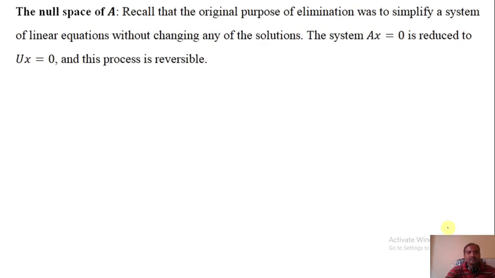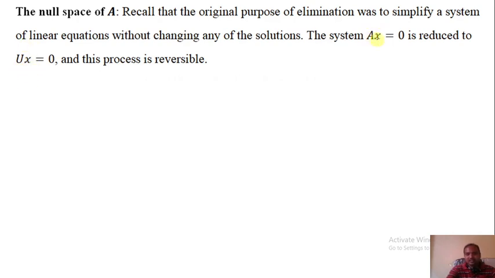Now the null space. How to find the null space of A? Recall that the original purpose of elementary elimination was to simplify a system of linear equations without changing any of the solutions. Elimination means row operations, elementary operations. That means the system Ax equal to 0 is reduced to Ux equal to 0, the row reduced form, and the process is invertible. That means the solution of Ax equal to 0 is the same as the solution of Ux equal to 0.